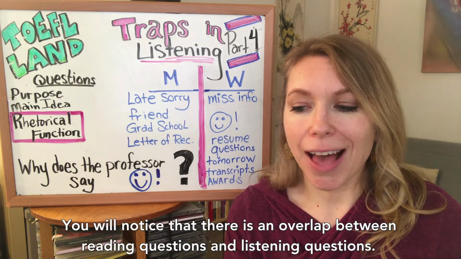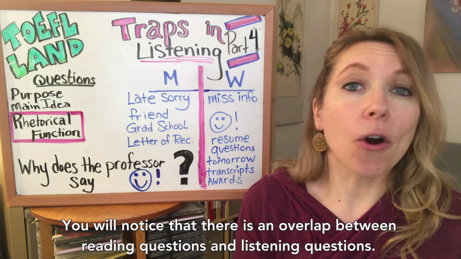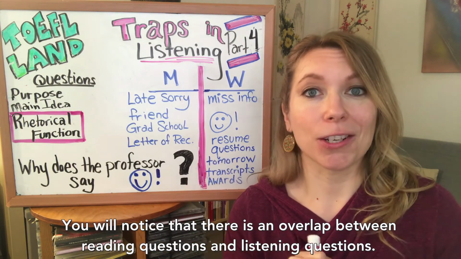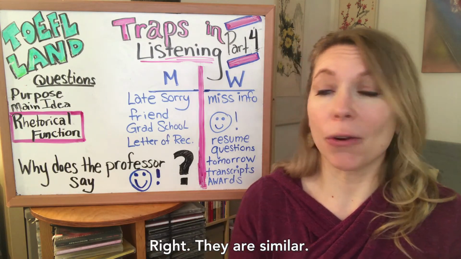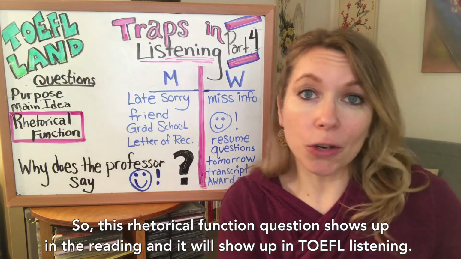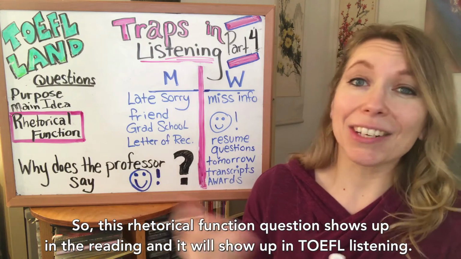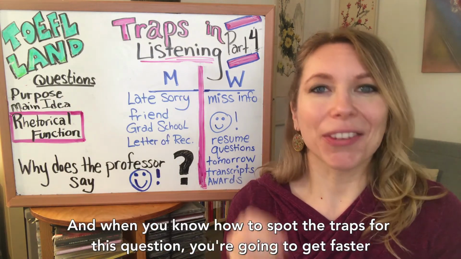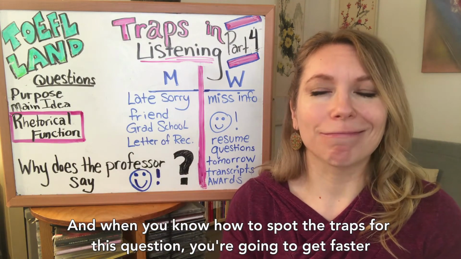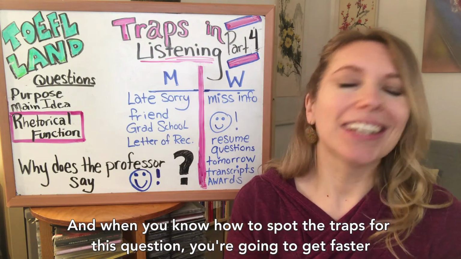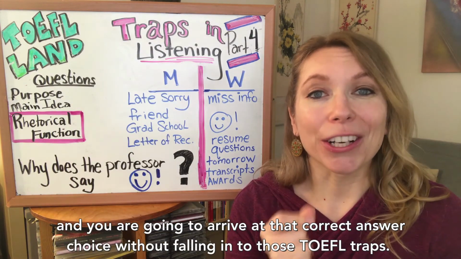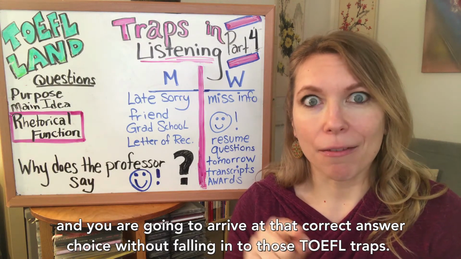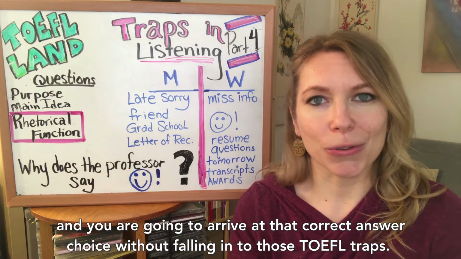You will notice that there is an overlap between reading questions and listening questions. They are similar. So this rhetorical function question shows up in the reading, and it will show up in TOEFL listening. And when you know how to spot the traps for this question, you're going to get faster, and you are going to arrive at that correct answer choice without falling into those TOEFL traps.